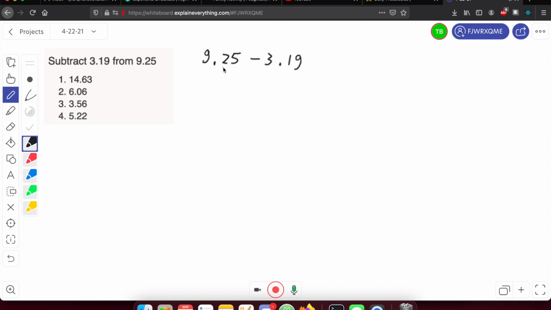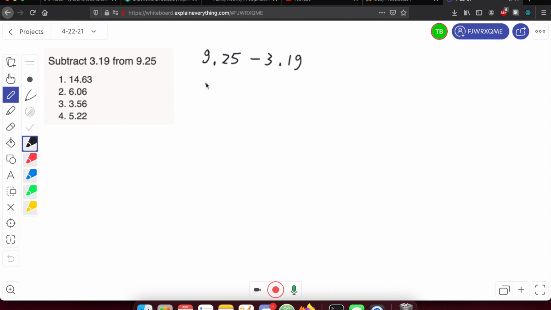Now, if our decimal value is larger on the number that we're subtracting from, which means 0.25 is larger than 0.19, for instance, then we can simplify our problem a little bit. We can rewrite it in terms of whole numbers and decimal numbers, and this makes it pretty easy to do the math. So first of all, we're going to rewrite each of these terms in terms of whole numbers and decimal numbers.